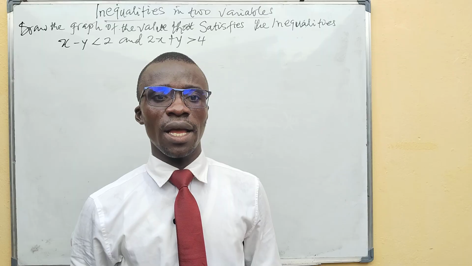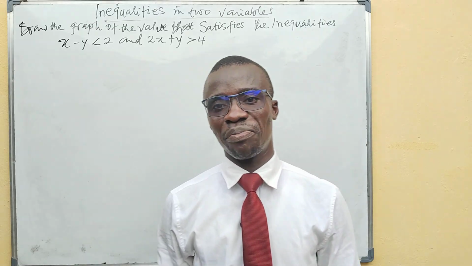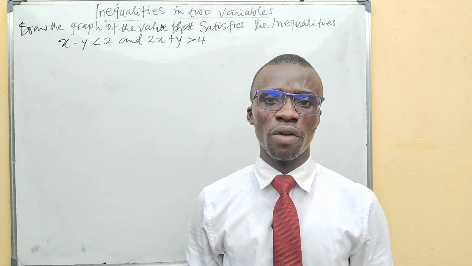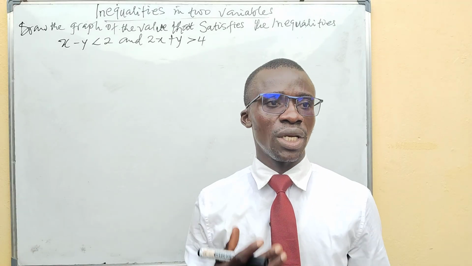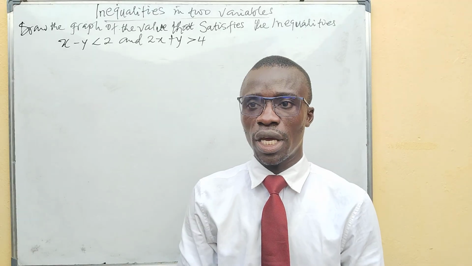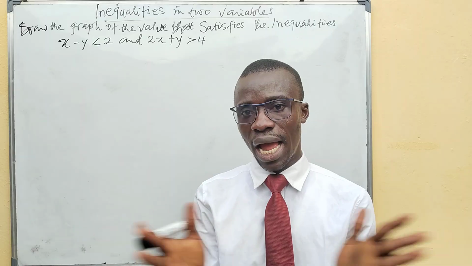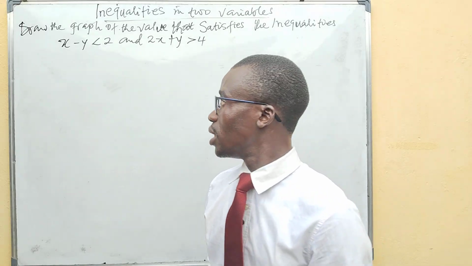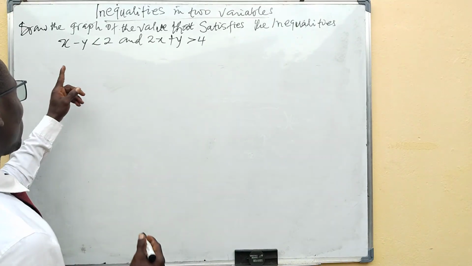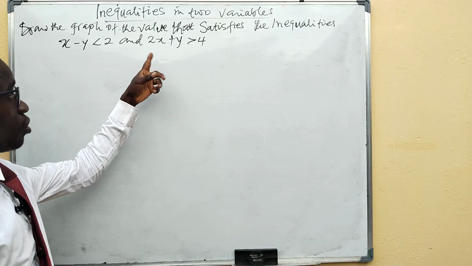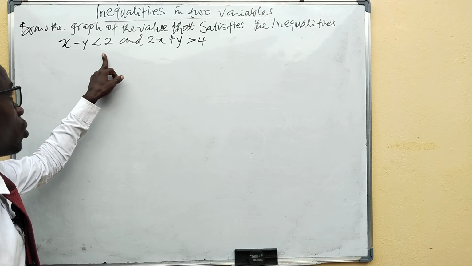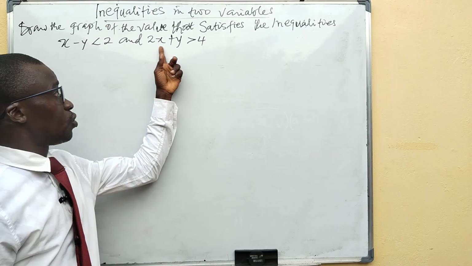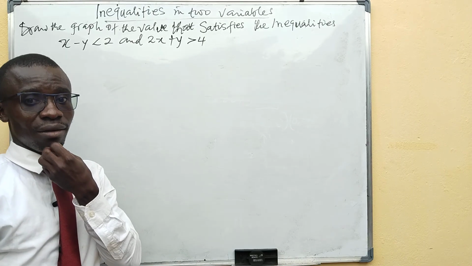Let us have a continuation of our previous class. Today, we want to solve inequalities involving two variables, x and y. So when we have x and y, how do we relate them together? Looking on the board, they say draw the graph of the values that satisfy the inequalities x minus y is less than 2, and 2x plus y is greater than 4.